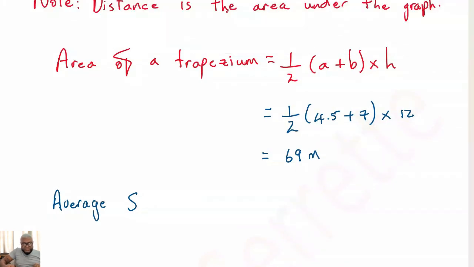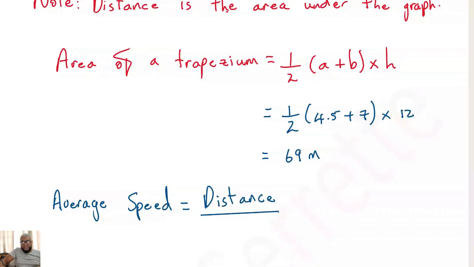Average speed. So your average speed is the speed over the whole graph, right? Meaning the constant area and the deceleration. So this is your average speed. Remember what the formula is? Distance over time. Distance over time.